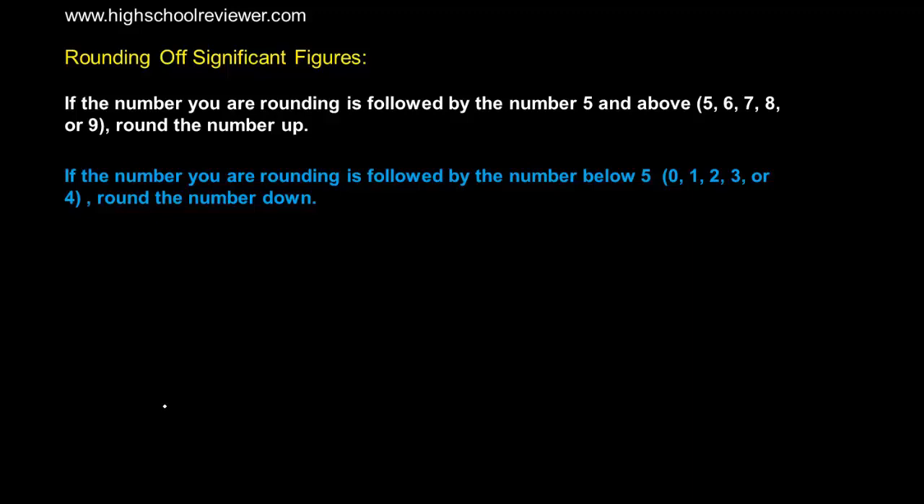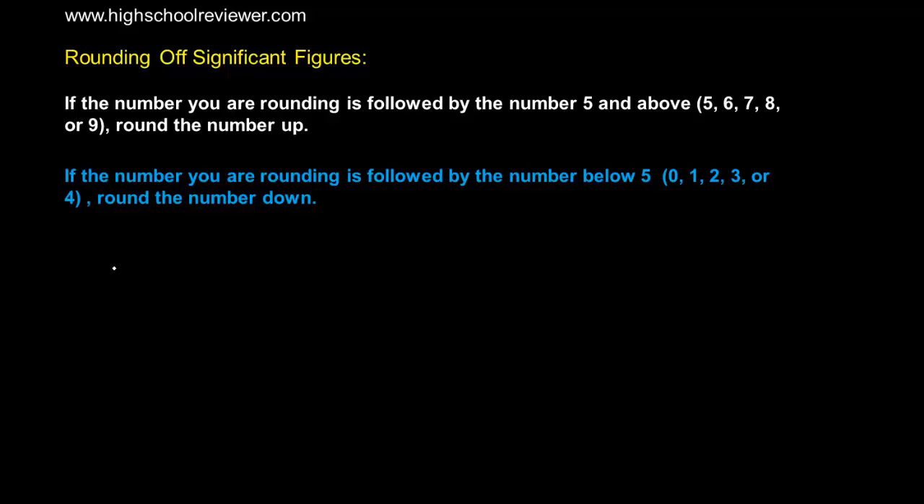Rounding off significant figures. Here are the rules in rounding off significant figures. Just like any number, we have the same rule to follow. Rule number 1: if the number you are rounding is followed by the number 5 and above, like 5, 6, 7, 8, or 9, round the number up. But if the number you are rounding is followed by a number below 5, like 0, 1, 2, 3, or 4, round the number down.